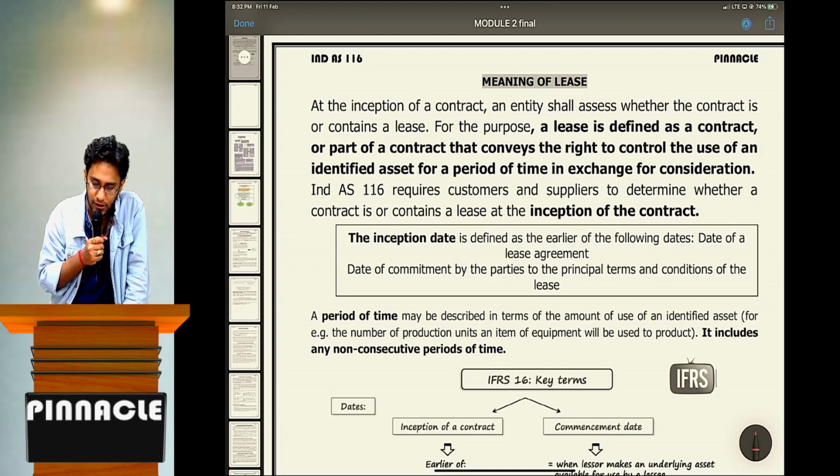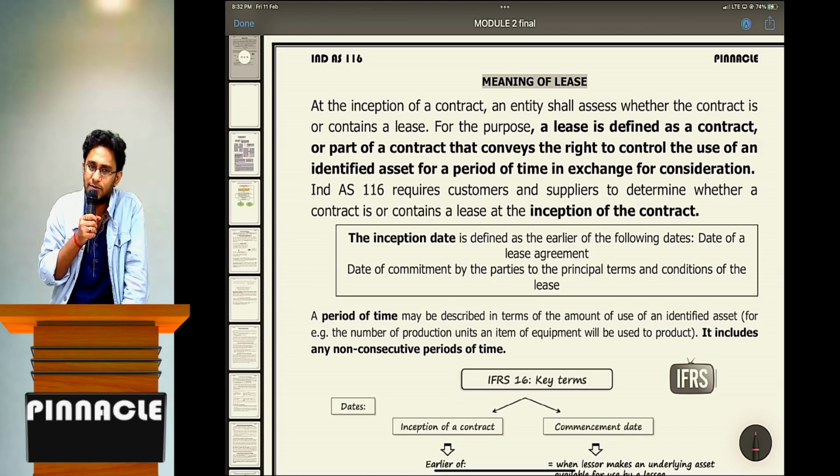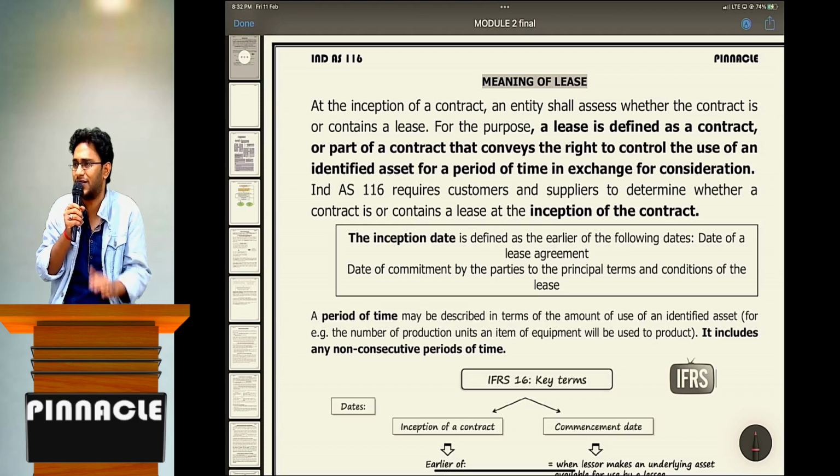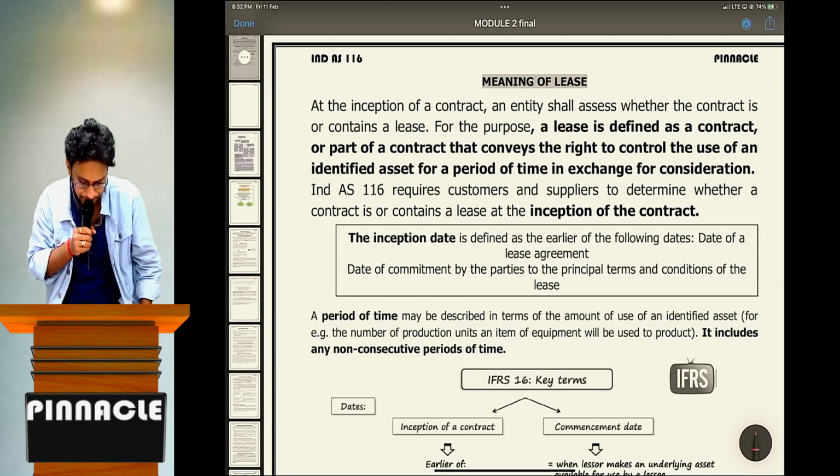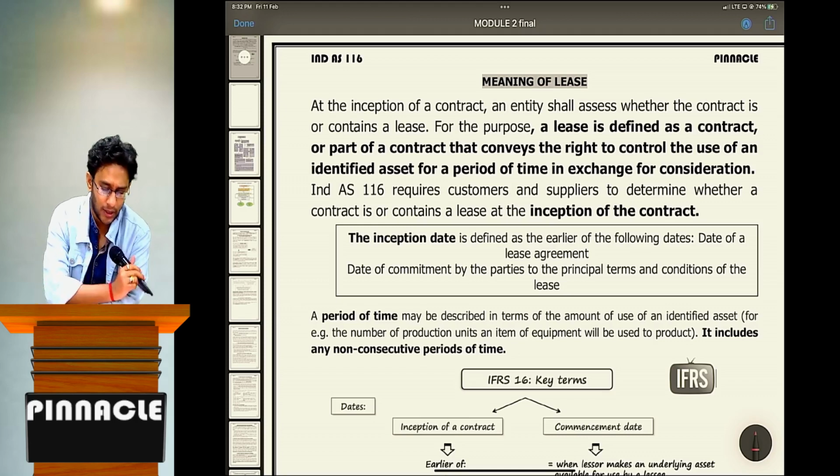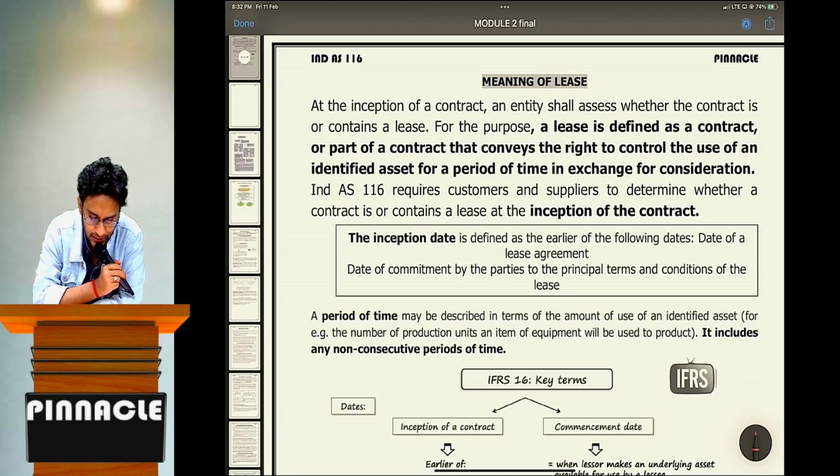At the inception of the contract, sir, what is inception? Inception of contract means what? In general meaning, inception means starting, sir. Starting stage, we call it inception, but in the standard, officially definitions are there. We'll see later on. At the inception of the contract, an entity shall assess whether the contract is a lease or a contract contains a lease.